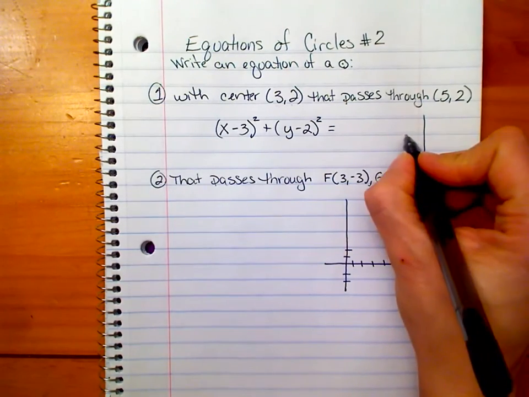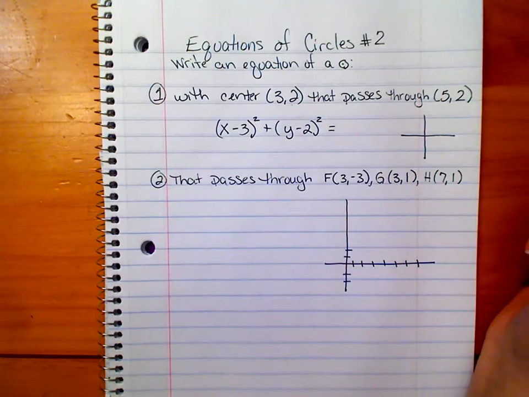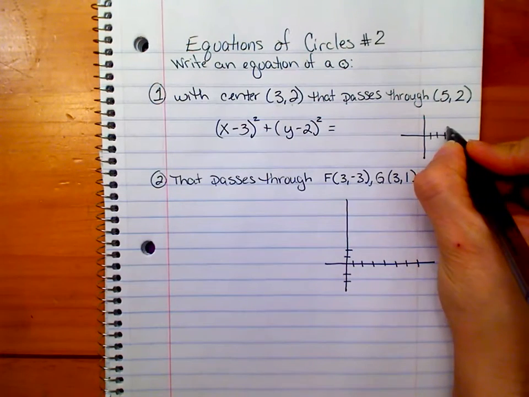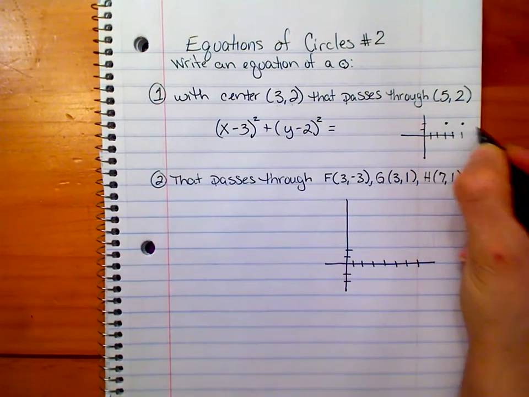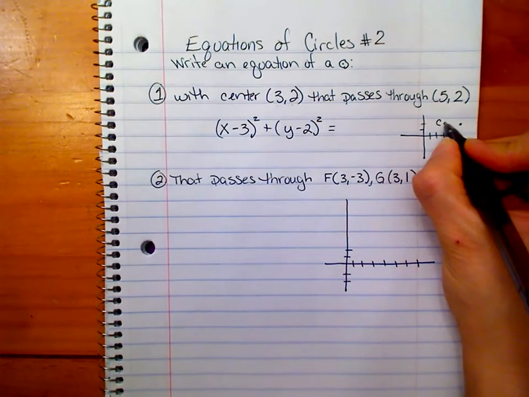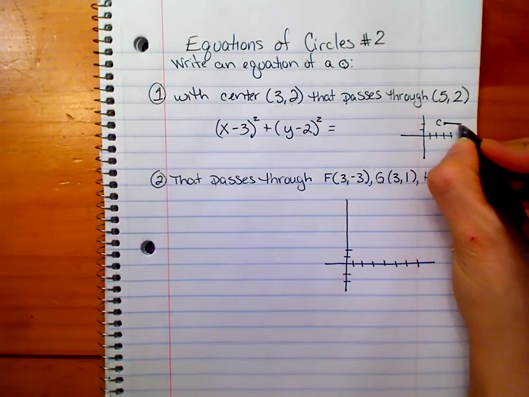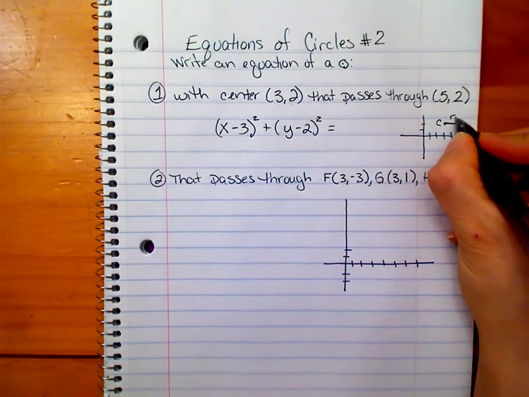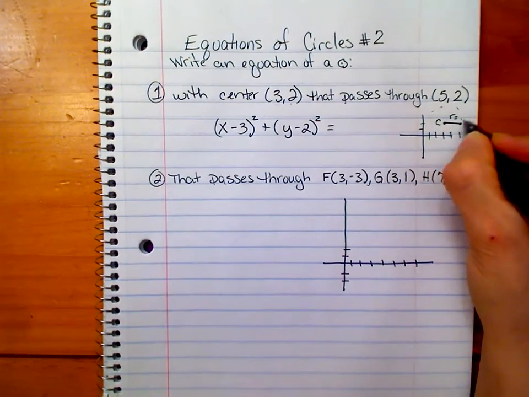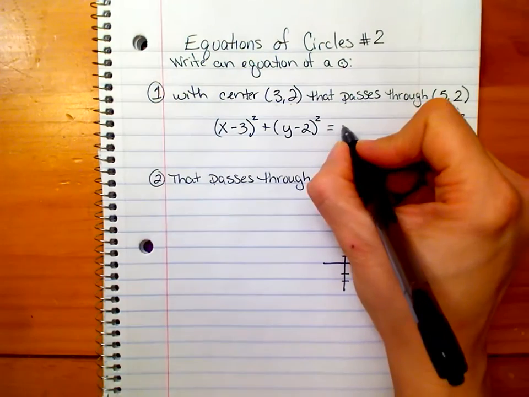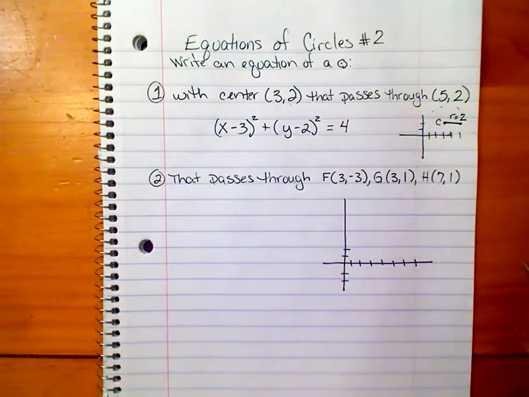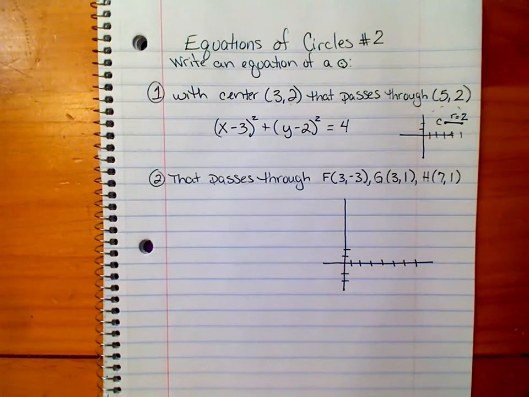It's always a good idea when they don't give you r to graph the points. So if I know that this is (3, 2), and that this other point that it goes through is (5, 2), if this is the center, then this distance from the center to the point on the circle is what our radius is. So it would look something like that. And so our radius must be 2, and if our radius is 2, r squared goes here, so we would put a 4 there. So that's the equation of that circle.